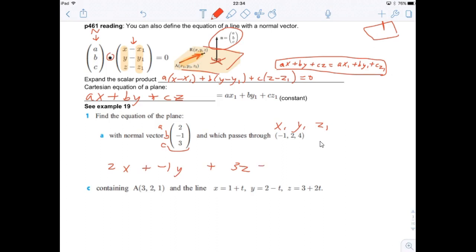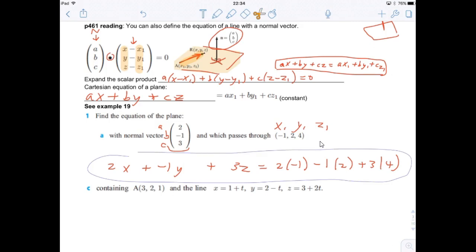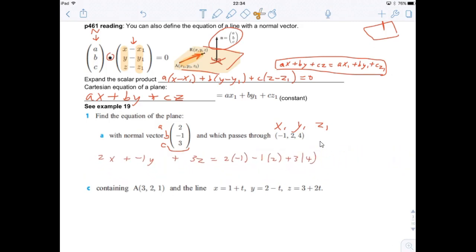And here, I'm going to set it equal to 2 times negative 1 minus 1 times 2 plus 3 times 4. See how that works? And then I'm going to simplify the right side a little bit. I can reduce it down to a constant. So I'm going to leave the left side like that, and the right side is going to become negative 2 minus 2 plus 12, which is equal to 8.